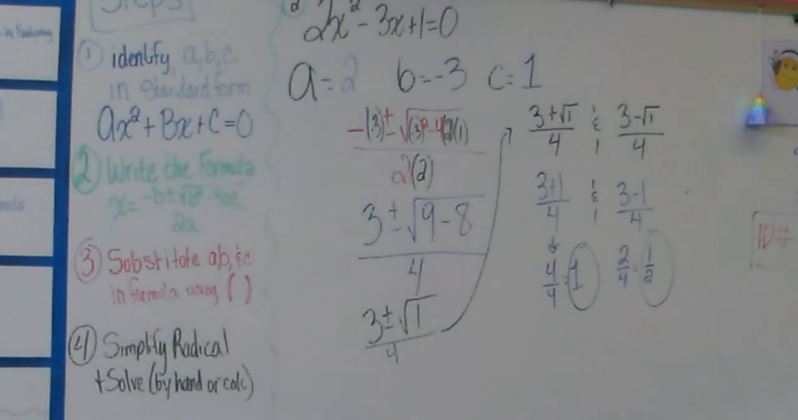Negative b plus or minus root of b squared minus 4ac all over 2a.